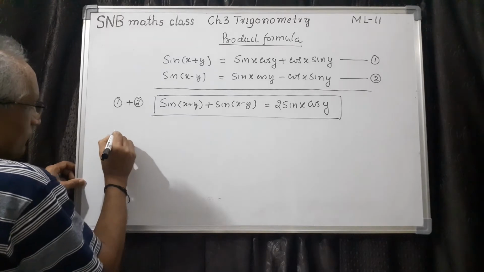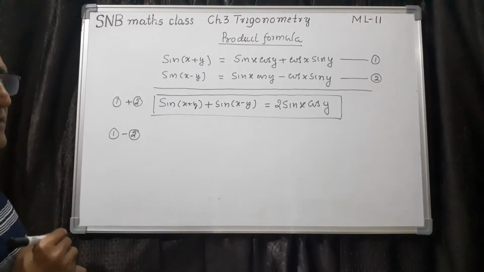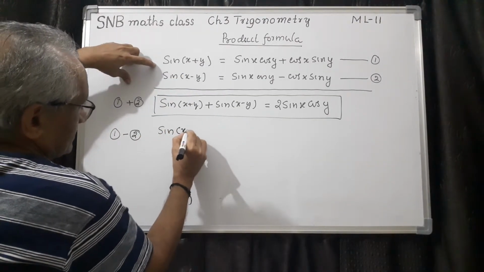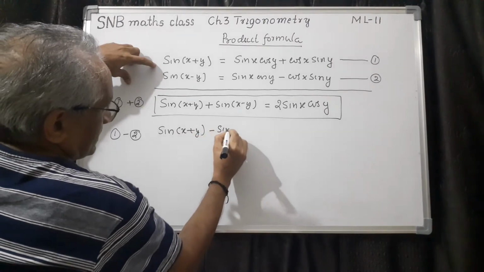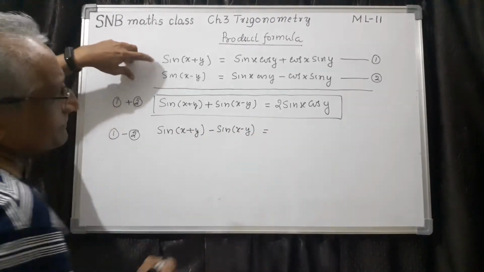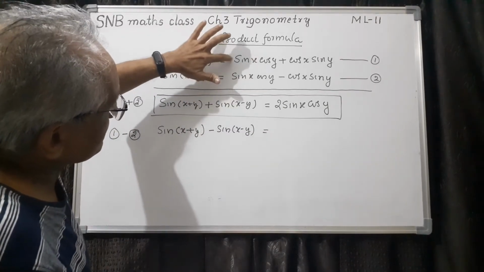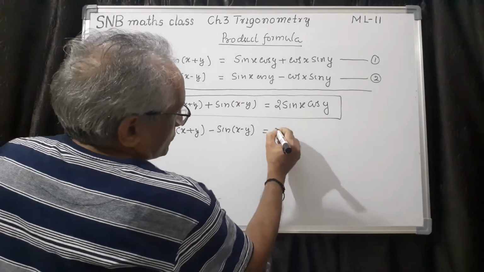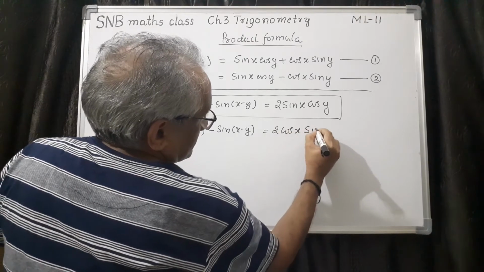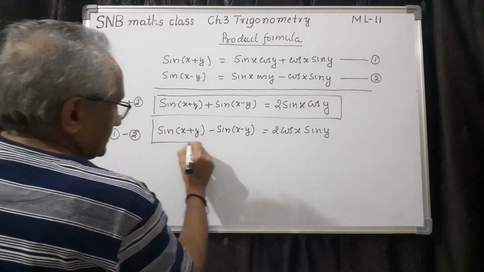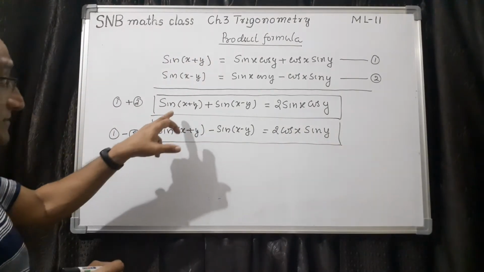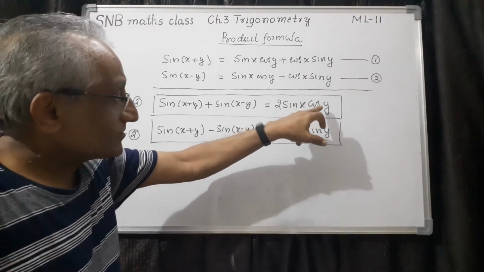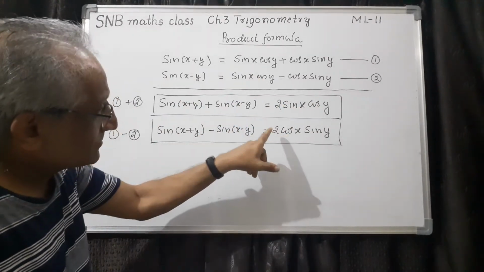Similarly, if you take 1 minus 2, you get one more formula. So what is that formula? Subtraction here: sin of x plus y minus sin of x minus y. When you subtract, these two will cancel, both are plus. And here, minus of minus becomes plus. So this becomes 2 cos x sin y. You can closely compare these two. When it is sin x plus y plus sin x minus y, it is 2 sin x cos y. When it is minus, it is just reversed, 2 cos x sin y.